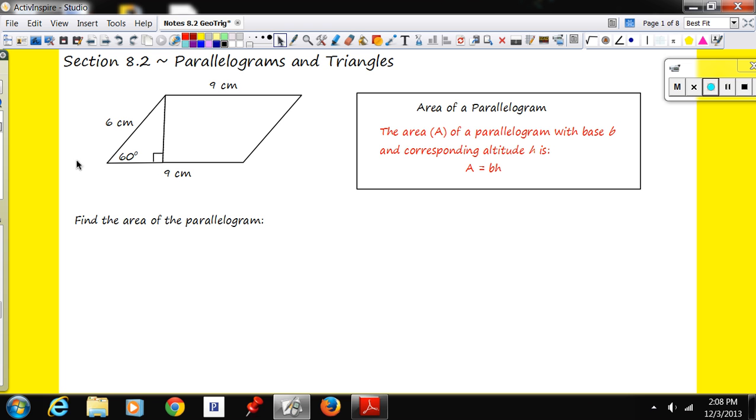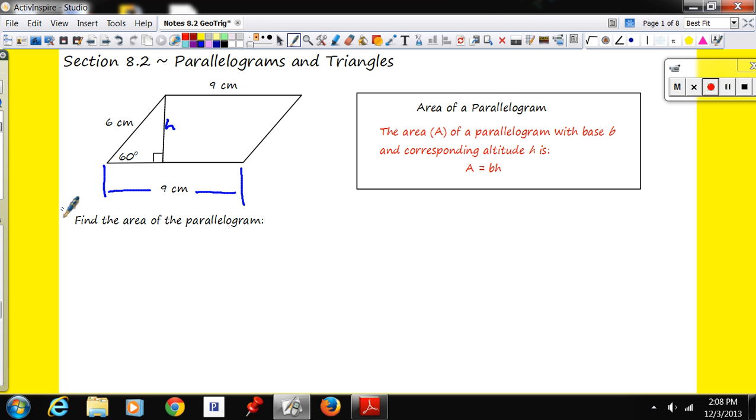In my parallelogram right here, what do I need still so that I can find the area? I have the base, 9. I don't have the height. I need to find the H. Okay, I know my base right here is 9. That is a given. What I don't have is my H, my height. So what I need to do is figure that out.